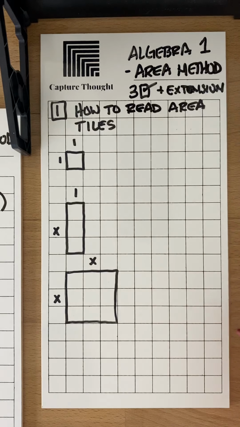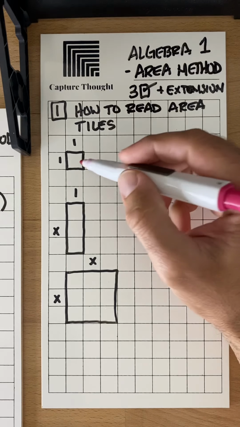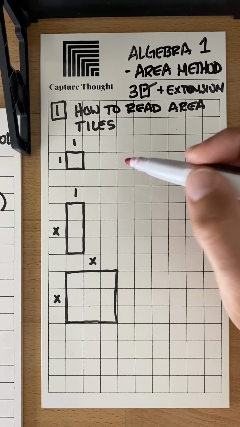In box number 1 here, I'm just going to teach you how to read area tiles, because if we don't know how to read them, then we can't actually work with these things, okay? There are 3 that we're going to work with today. An area tile is just a tile with a certain amount of area in it. We're going to have 3 of them.